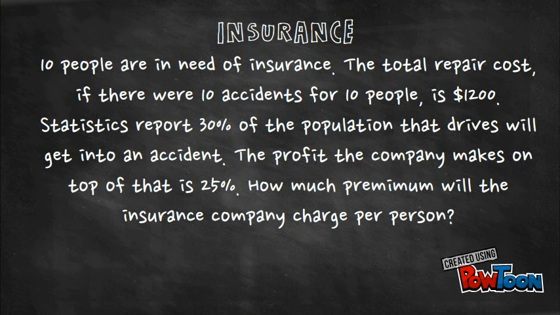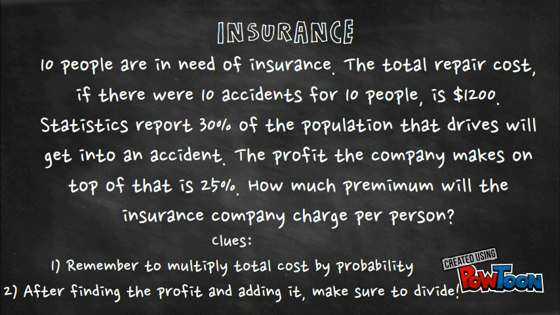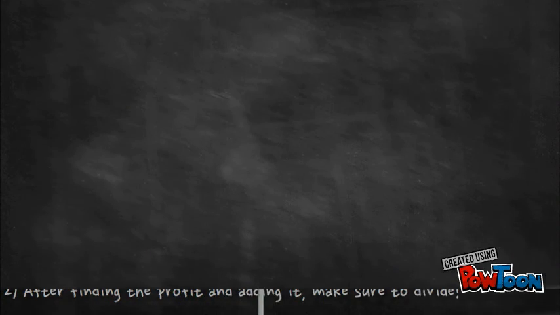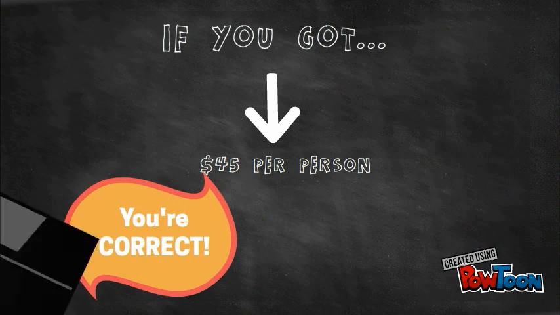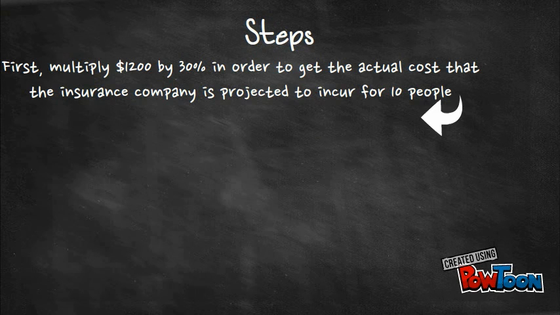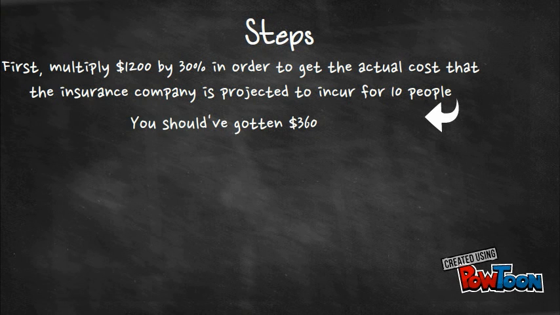So now it's your turn to solve this question. Use your knowledge from the slides before and the clues below to figure this out. Use the few seconds you have. If you got $45 per person, then you're correct. And here's the explanation for how to solve the question, and it goes step by step.